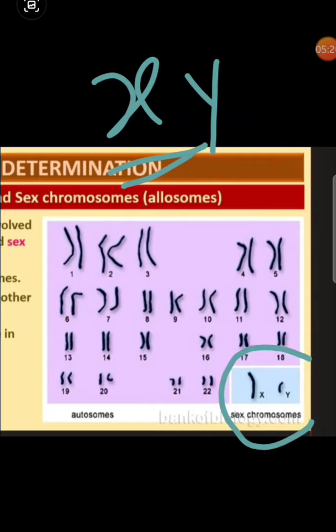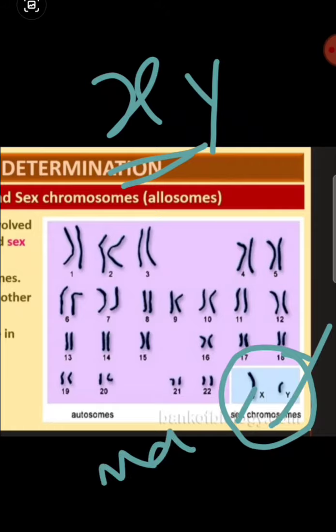As you can see here, this is the X and Y chromosome. This is the X chromosome and this is the Y chromosome. So this indicates that this is the karyotype of the male.